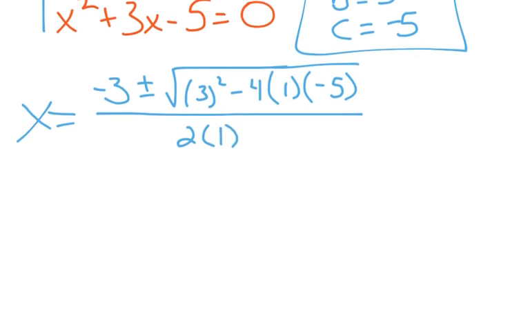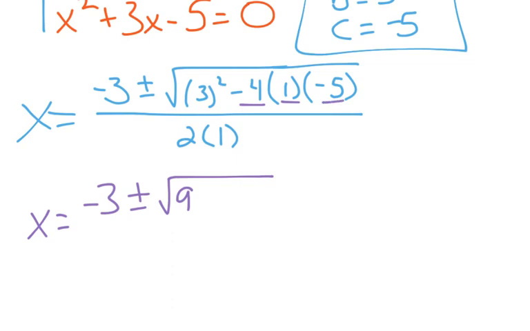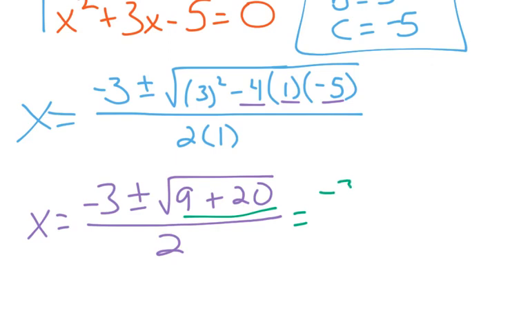Okay, so let's work on cleaning this up. We still have the negative 3, so we'll have x equals negative 3 plus or minus the square root of 3 squared is 9. Negative 4 times 1 times negative 5 is a positive 20. And then that is over 2, because 2 times 1 obviously is 2. We can keep going with this. We can do the 9 plus 20. So negative 3 plus or minus the square root of 29 all over 2.